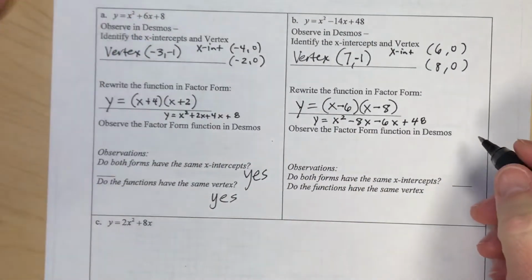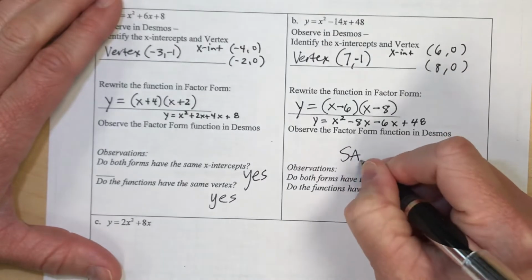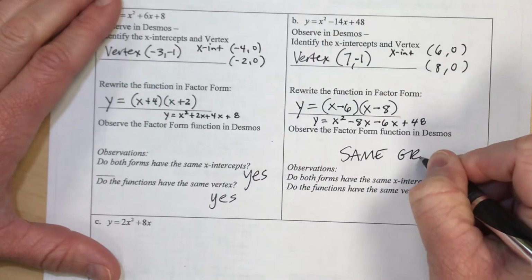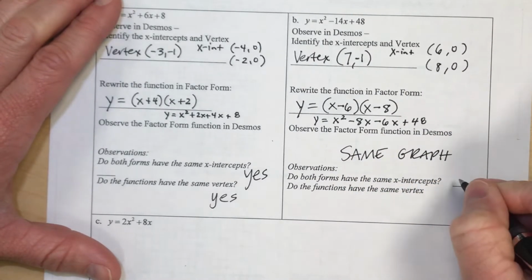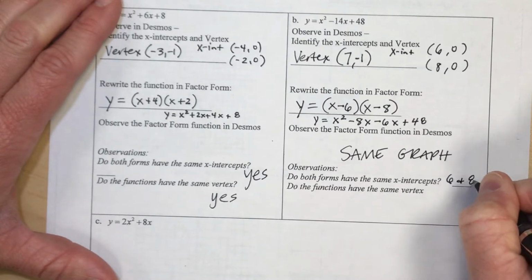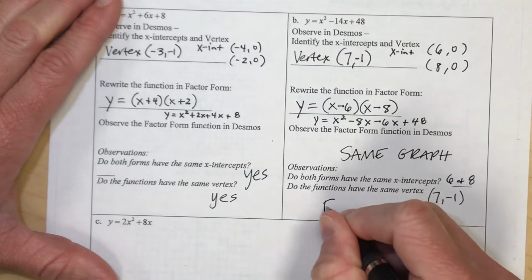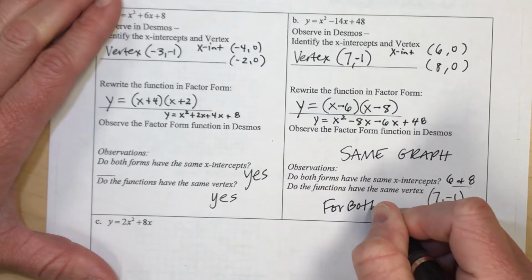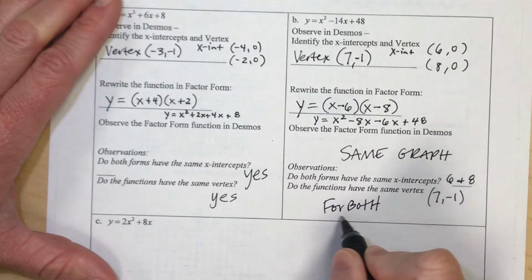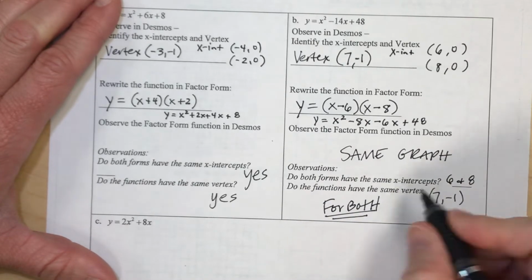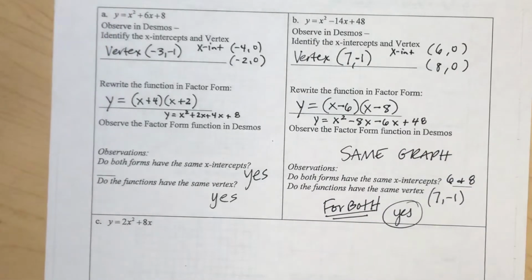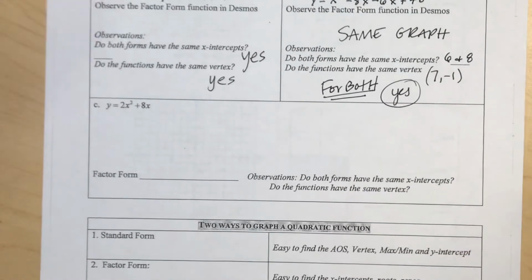So our observations are that we had the same graph again. And our x-intercepts were at 6 and 8, and the vertex was at 7, negative 1 for both. So do both have the same intercepts and vertex? Yes, they did. Okay, so we have one last one here to just kind of explore.